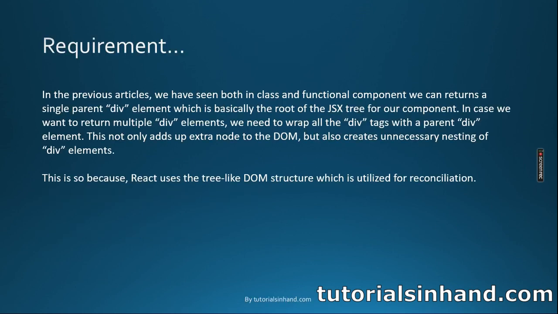So let me give you a requirement. In the previous article, we have seen that in both class and functional components, we can return a single parent div element, which is basically the root of the JSX tree for our component. In case we want to return multiple div elements, we need to wrap all the div tags with a parent div element. This not only adds an extra DOM node, but also creates unnecessary nesting of the div elements. This is so because React uses the tree-like DOM structure which is utilized for reconciliation.